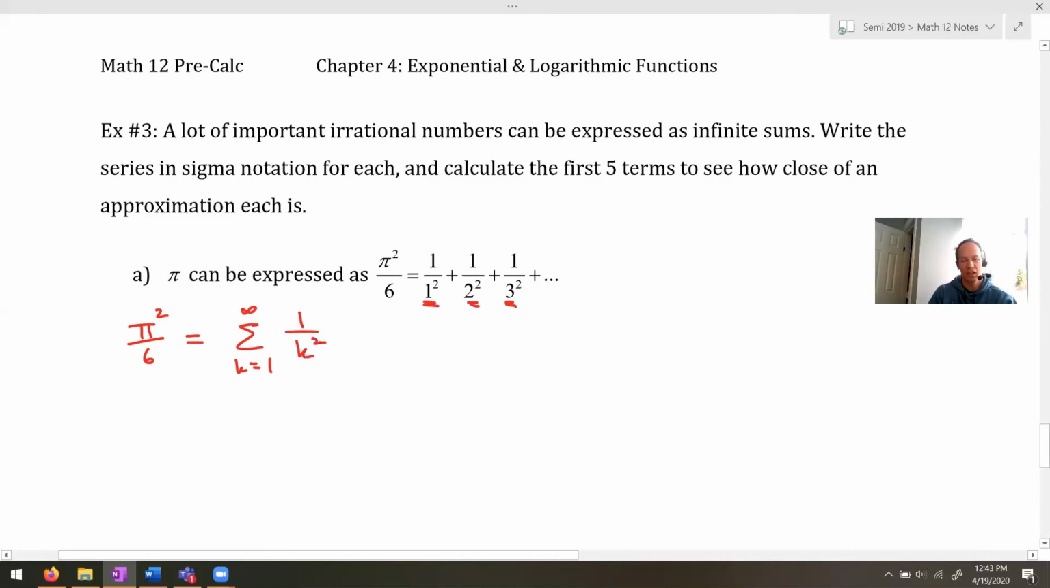And that's basically it. If we really wanted to isolate pi, we could move the 6 over and say pi squared equals 6 times that sum.